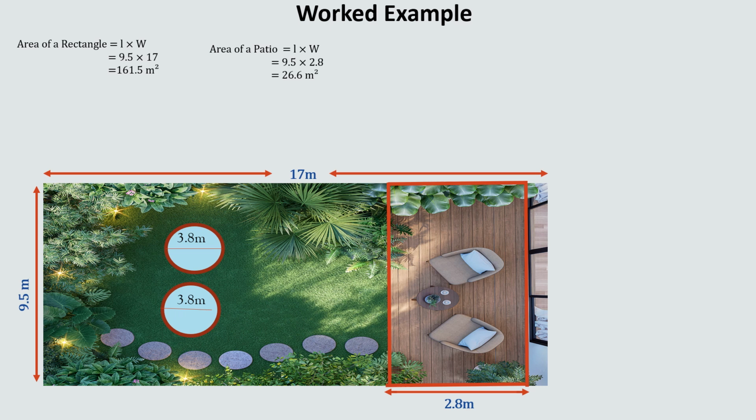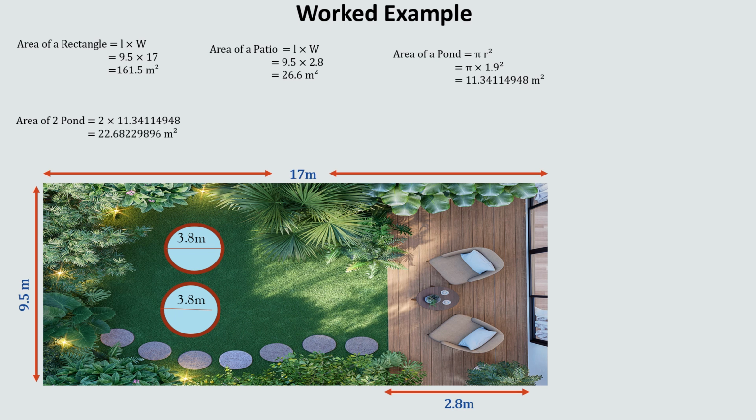Now I need to understand the area of my pond, and I have two ponds here. So the area of one pond will be pi r squared, which is pi times 1.9 squared, and the answer will be 11.34, or you can say the whole. Now this is the area of one pond only. As he has two ponds, I need to multiply the answer by 2, and the answer for the two ponds will be 22.68229896 meters square.